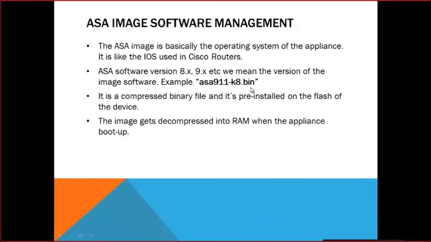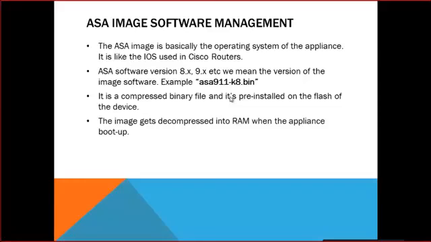This is how the file name looks. We'll talk about the file names and versions later. But image means operating system. Image means it's the software version of ASA, the software side of ASA. Now it will be in a compressed form. It's a binary file in a compressed form, residing in flash memory.